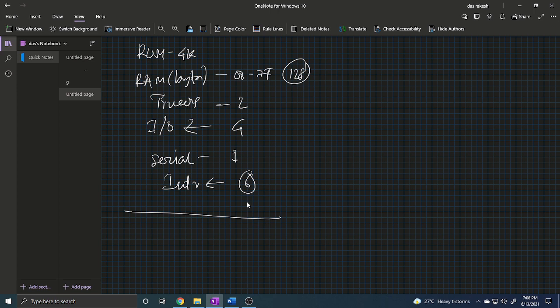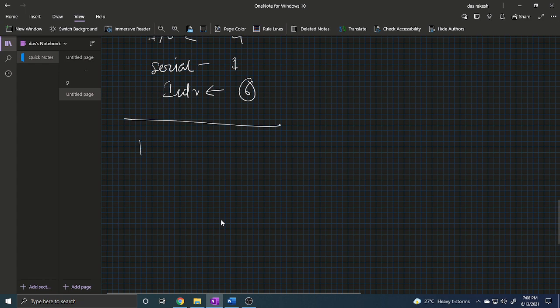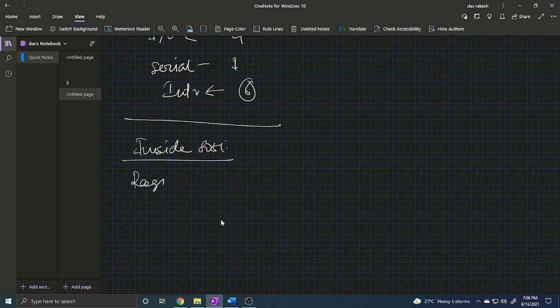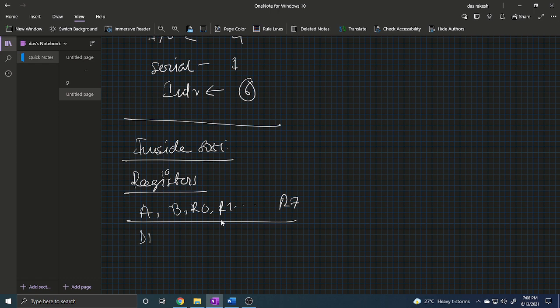So now we look at the next topic, which is inside 8051. What is the internal architecture basically? First of all, we discuss the registers contained in 8051. CPU registers are used to store information temporarily, and these 8-bit registers are the most widely used registers in 8051. Please write down the accumulator, then B register, then R0, R1, R2, and up to R7. These are all 8-bit registers, and these are programmable registers.